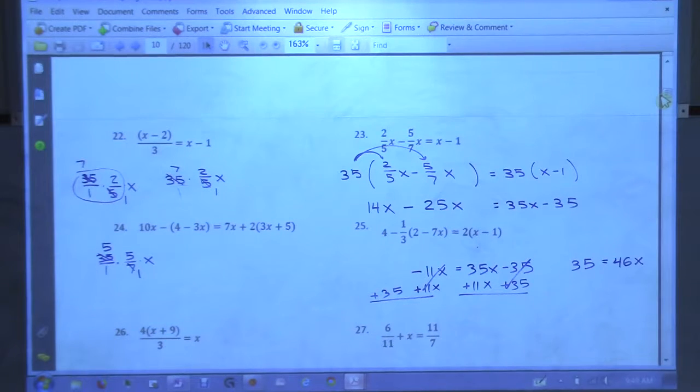And we would have one last step. That would be to divide both sides by 46. Right? Because this is multiplication, so we want to get rid of multiplication.